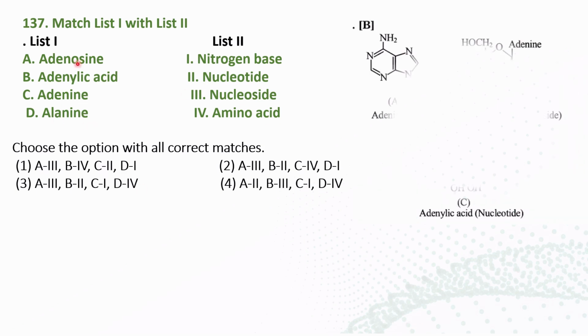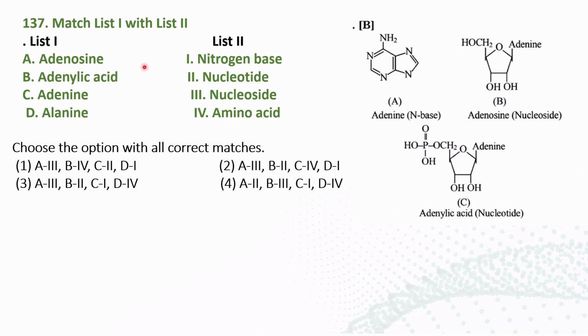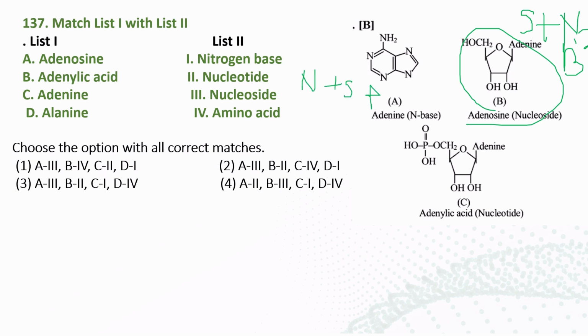So we'll move on to this. Normally if you see the picture here, you can easily identify that adenosine is nothing but a nucleoside. Nucleoside means what? It contains sugar and nitrogen base, right? If we see the DNA structure, we'll have nucleotides and nucleosides. First, we'll have nitrogen bases, and then sugars, and then phosphate groups, right?